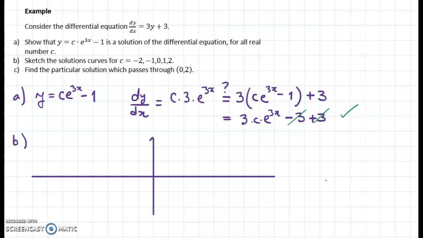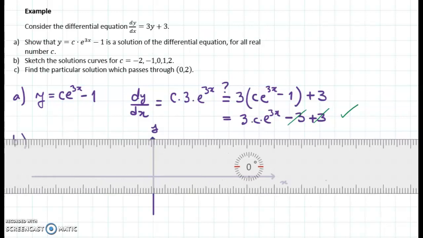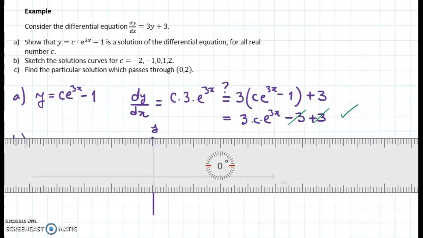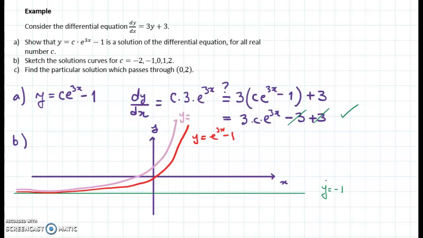Those are my axes, for x and y. I'll begin with the constant function negative 1. That's y equals negative 1. We have the first one of the functions over there. I'm going to do the second one as well. They both have a horizontal asymptote at y equals negative 1. This is the one with the 2 multiplying the e to the 3x.